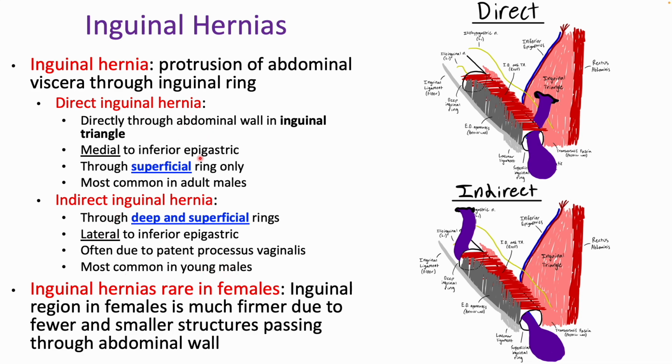And the reason that these are mostly in males, they're actually pretty rare in females. So the inguinal region in females is going to be much firmer due to fewer and smaller structures passing through the abdominal wall. And so that's why it's going to mostly happen in males.